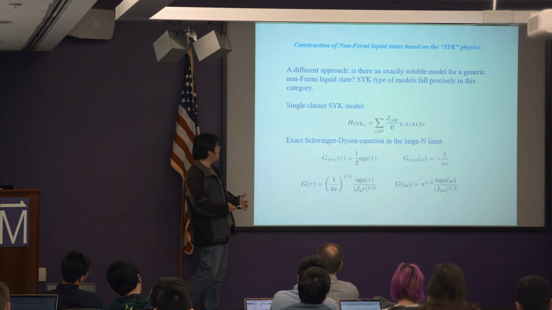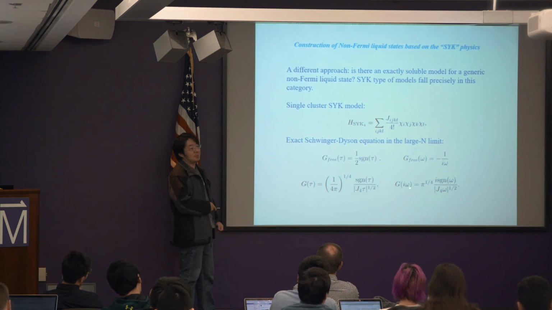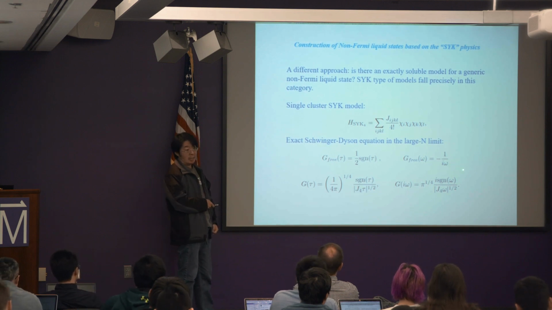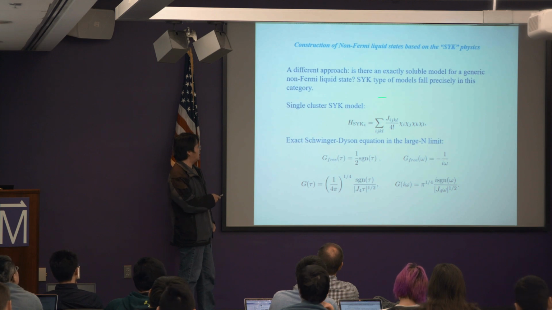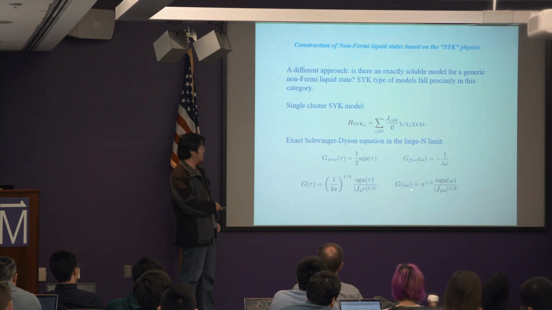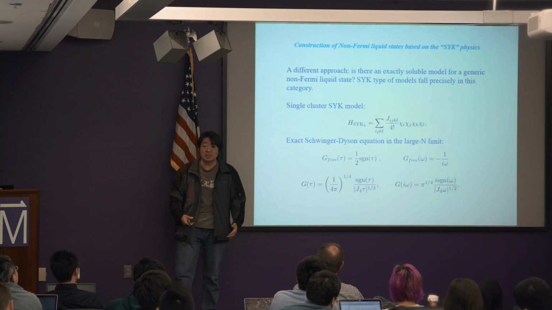But immediately you recognize that this is a non-Fermi liquid. For a Fermi liquid, the Green's function leading term would be i omega. But in the solution of this model, the self-energy dominates over the i omega term. So the solution of the SYK model is already a non-Fermi liquid.